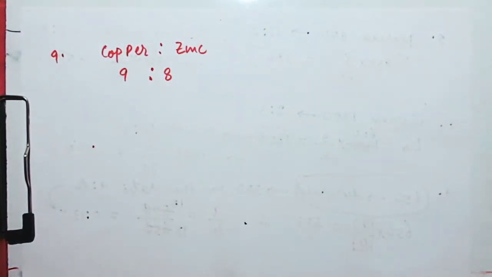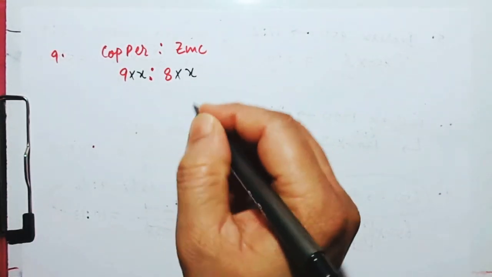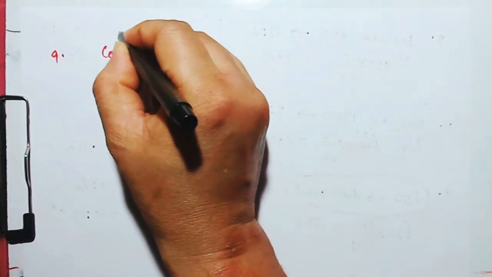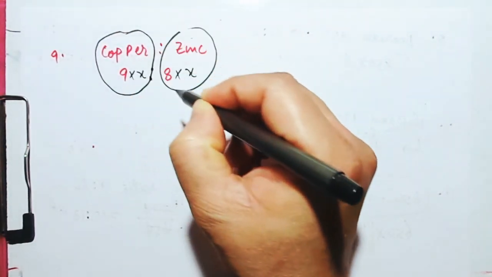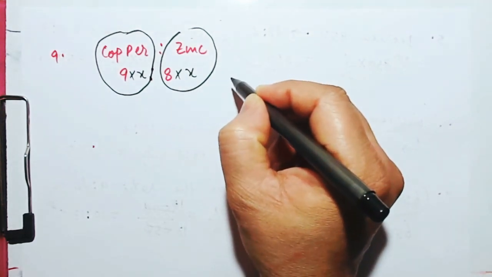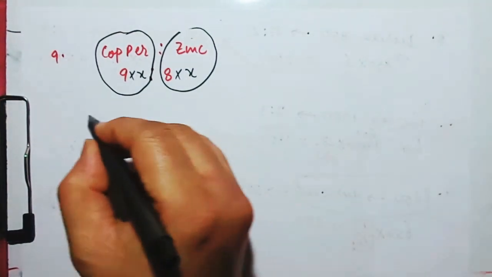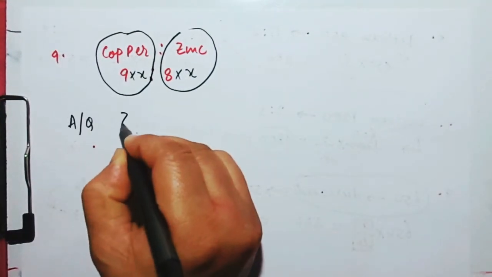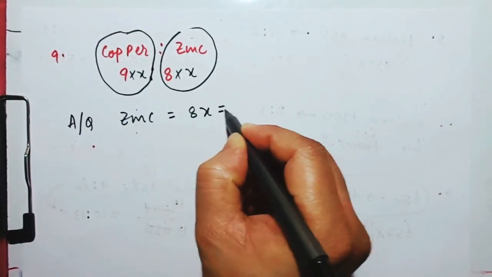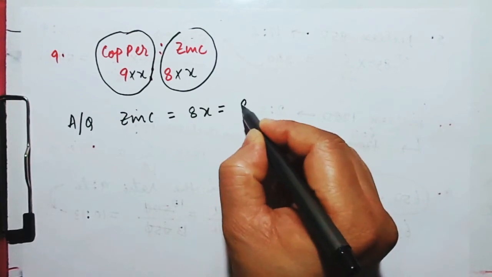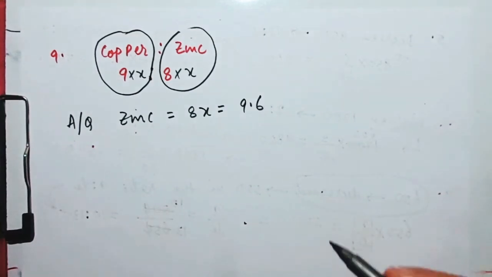9:8. Now, if I take a factor x in both of them, then my copper will be 9x and my zinc will be 8x. Simple. And what are they saying? If the weight of zinc is 9.6, according to the question, zinc is equal to, that is, 8x is equal to 9.6. So we'll find the weight of the copper.